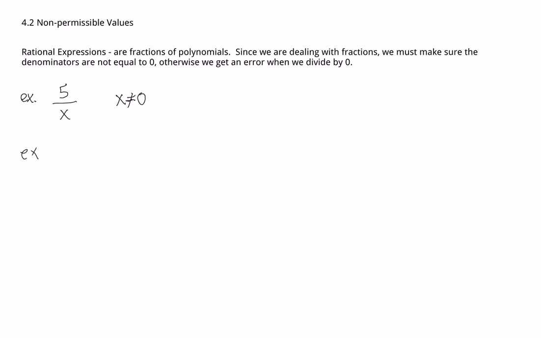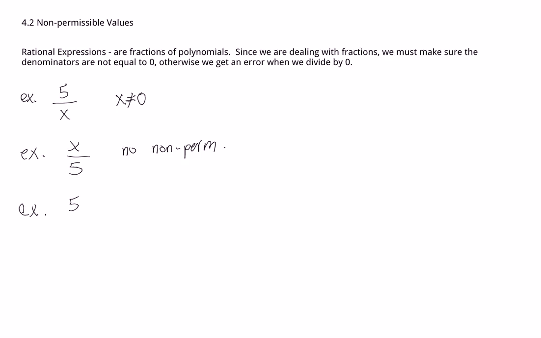If we had a fraction the other way around, right, our denominator now is 5, it doesn't matter. That'll never be 0, so then we just say there are no non-permissibles in this case, right? So because it's a 5, it's okay to do it that way.